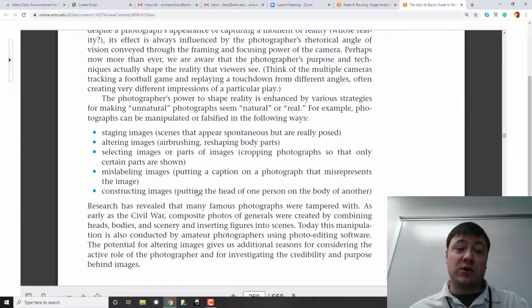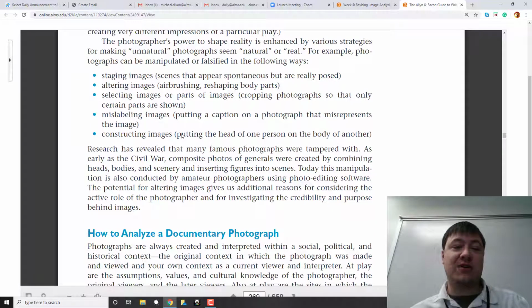Constructing images, of course, this is a big deal in the world of celebrity, where they will take the head of one celebrity and put it onto another celebrity's body or a whole different body, that type of thing. And so just making sure for that, right? How do we know that it's real or not? There's this new thing in today's day and age, deepfake. Deepfake videos are a big deal because technology's gotten so good, they can create basically fake videos of anybody saying anything, right?